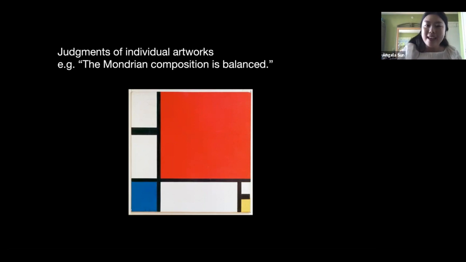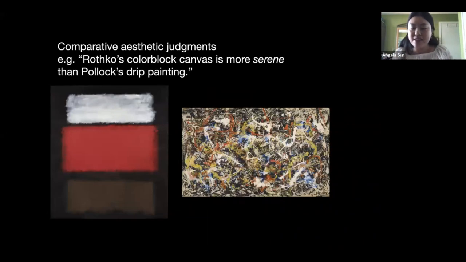Okay, now when we make a comparative aesthetic judgment, we judge that a work has some aesthetic quality relative to some other work, even though we might not judge that the artwork has that quality on its own. For instance, suppose we're comparing one of Rothko's color block canvases to a Pollock drip painting. We might judge that the Rothko is more serene than the Pollock, and we might point to the relative dynamism of the Pollock over the Rothko.